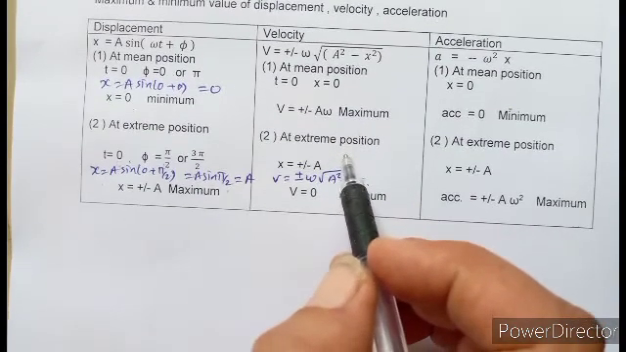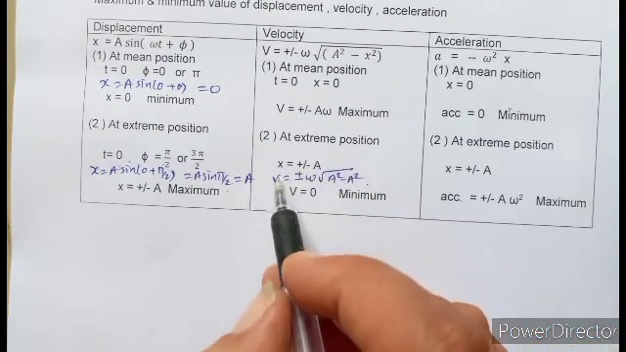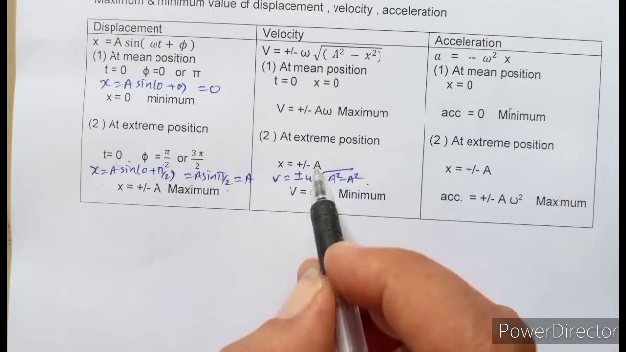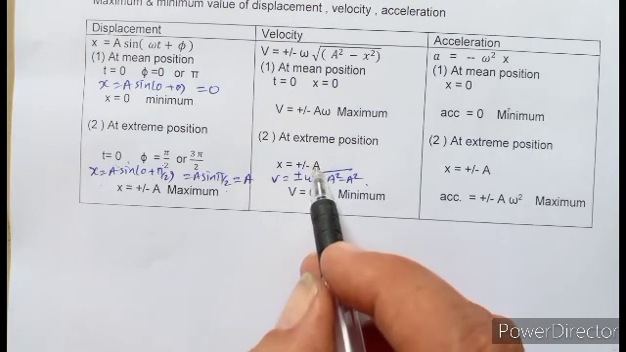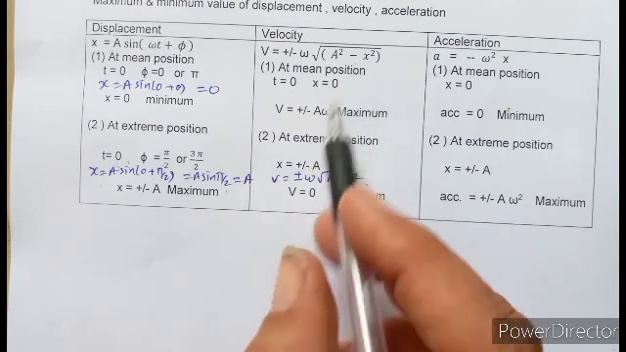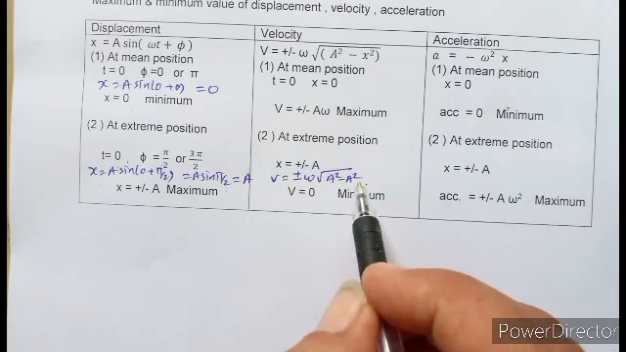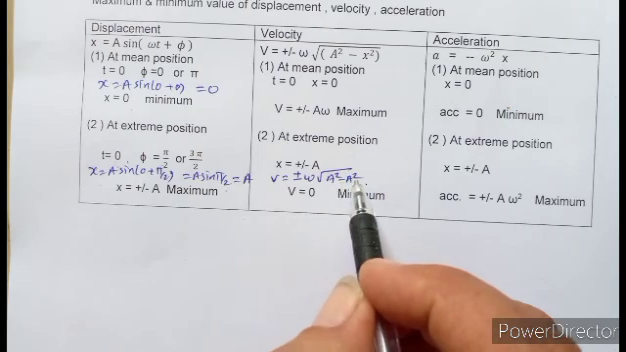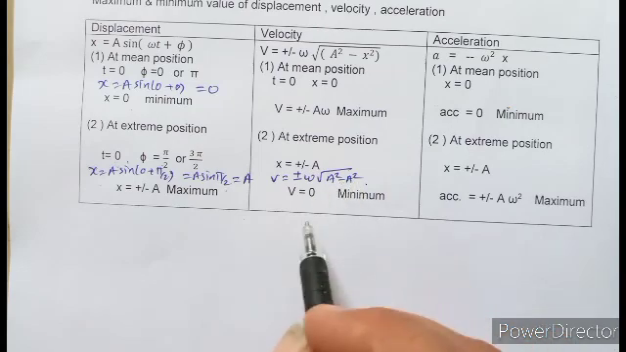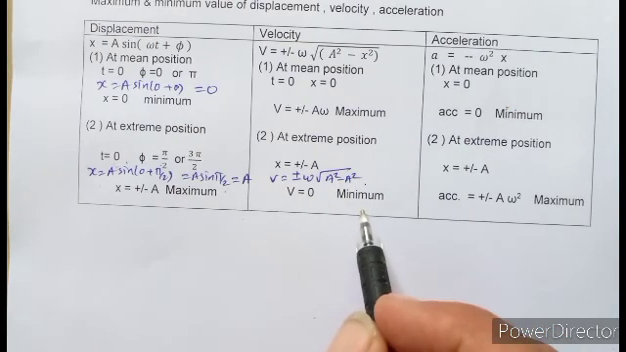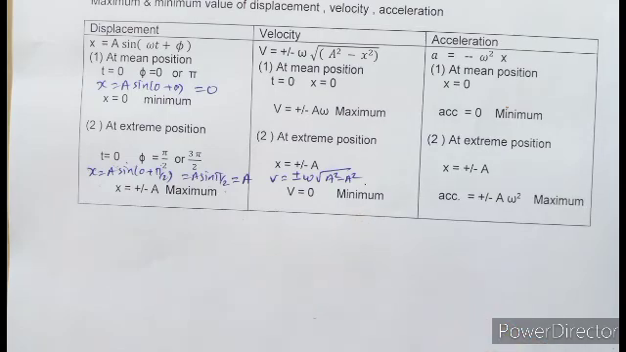At the extreme position, displacement is A. When you substitute the displacement x is equal to A in the above equation, v is plus or minus ω √(A² − A²), and A² minus A² is 0, and therefore v is equal to 0, the minimum value.